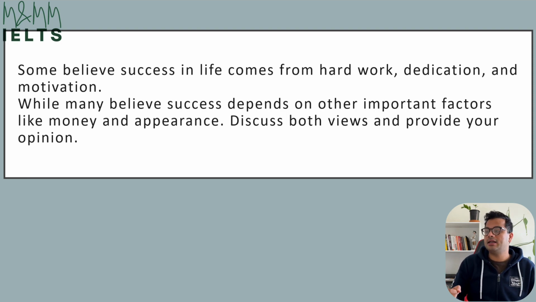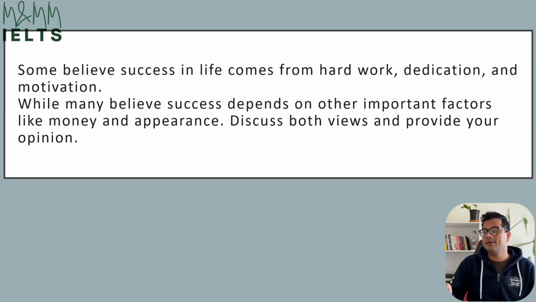So first part is: some people believe success in life comes from hard work, dedication and motivation. Yes, success in life does come from hard work, dedication and motivation, because if a person is putting in their hard work and is motivated to do something, no matter the circumstances, they can still achieve the best. And then in the example, you can just talk about, let's say, Usain Bolt. He comes from a very poor country, but he still became the world's fastest runner purely because of his hard work, dedication and motivation.